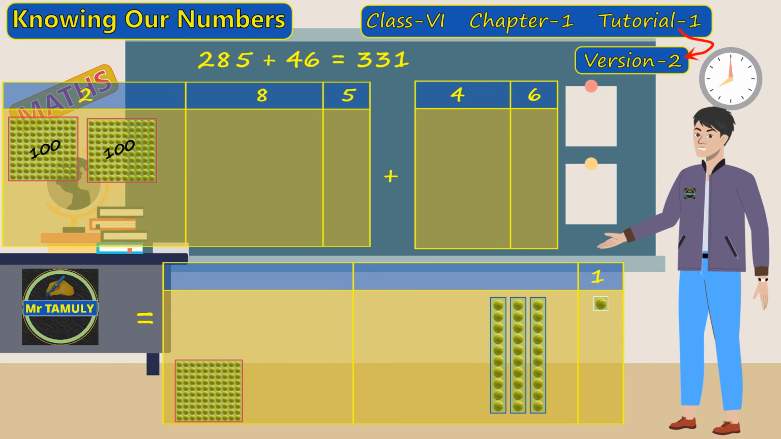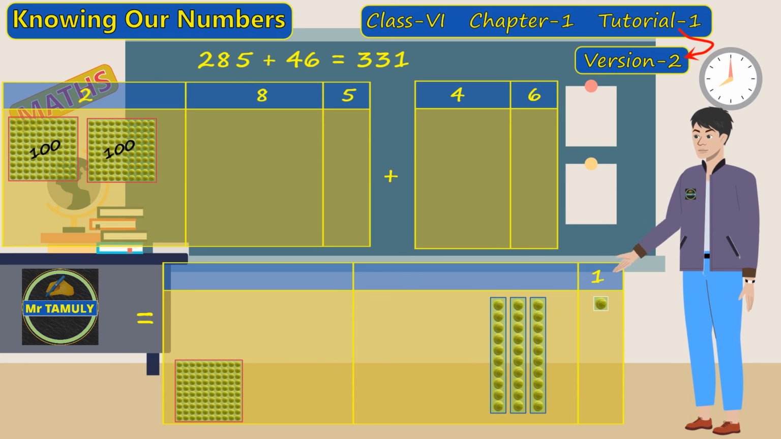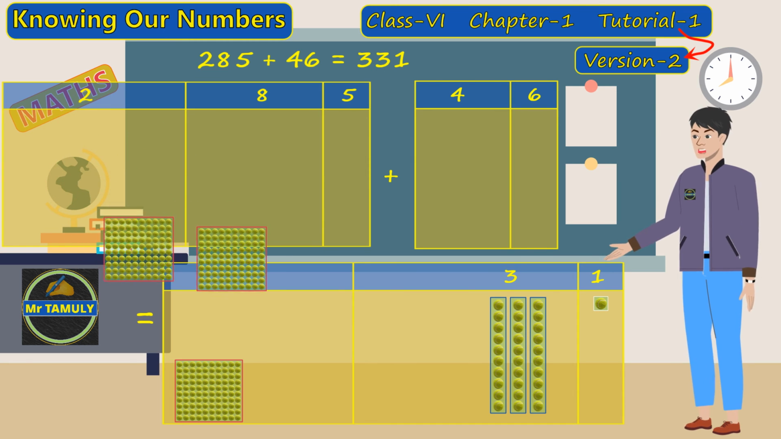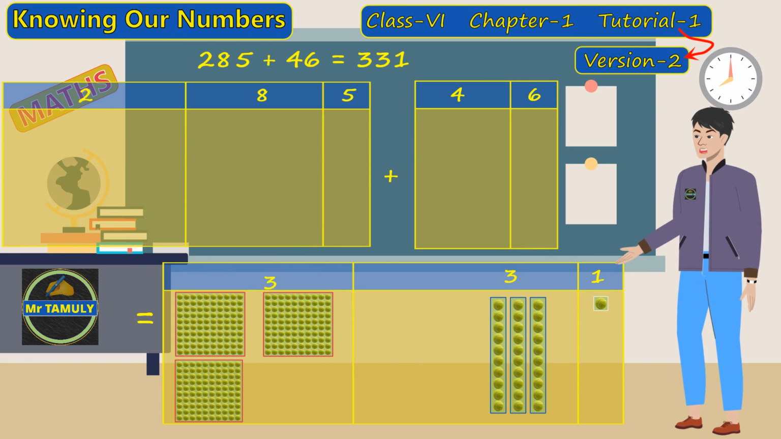As we are left with 3 groups of 10 balls in the second place, there we shall write the digit 3. Also in the third place we now have 3 groups of 100 balls. Therefore we write 3 in the third place. So the resultant number is 331.